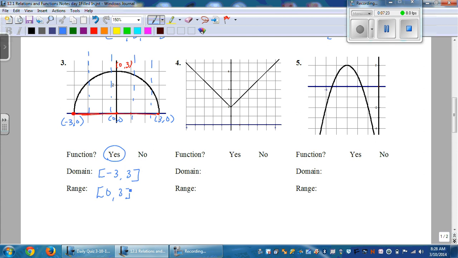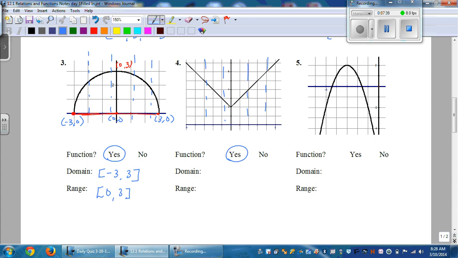Let's move on to number 4. What test did we say we were going to use? We just said vertical line test. You're correct. Vertical line test goes through. We try it out. Only touches one time, so is it a function or not? Only touches once, so it is a function.